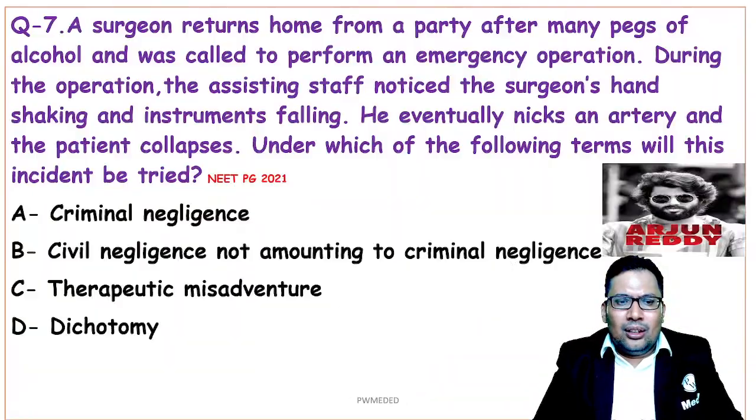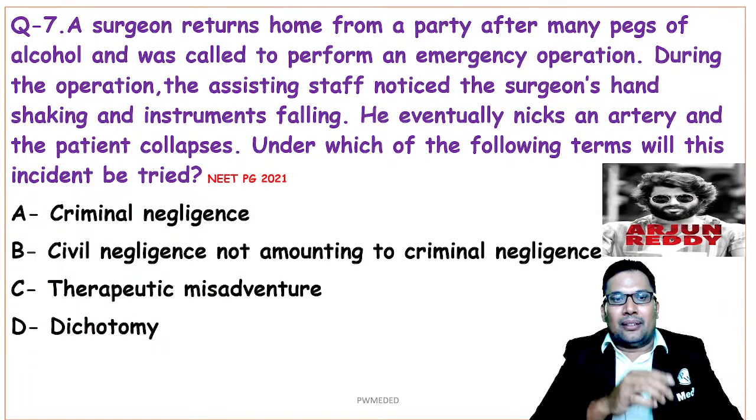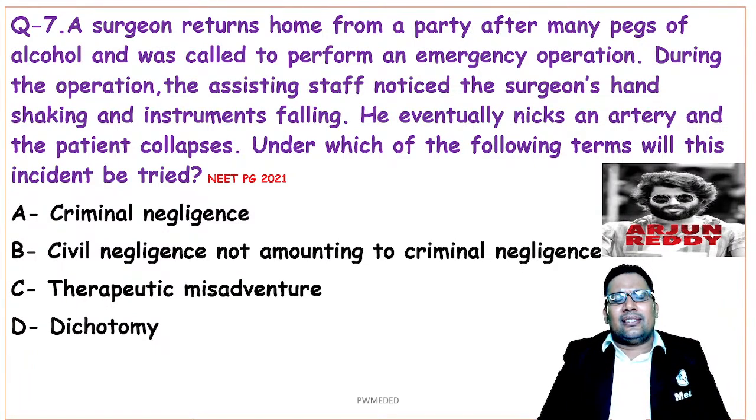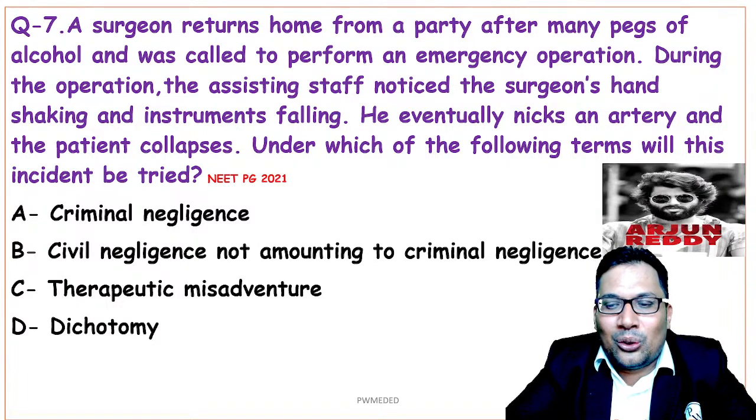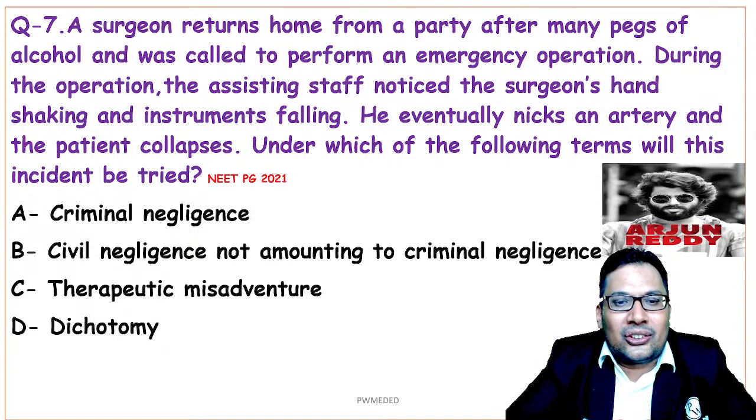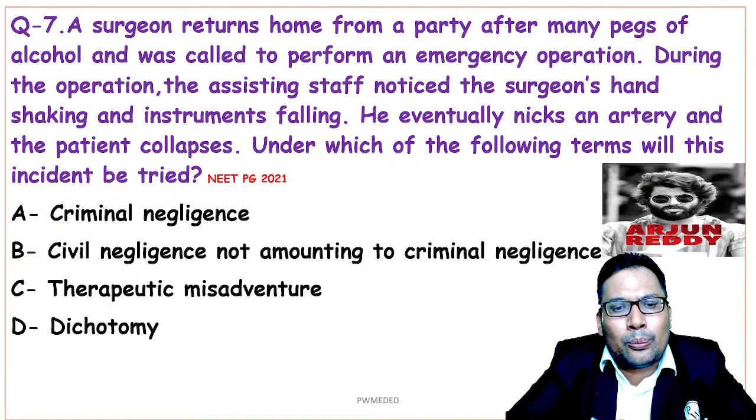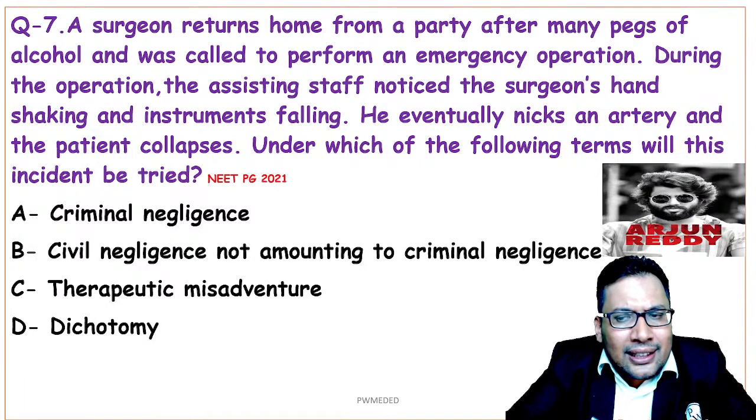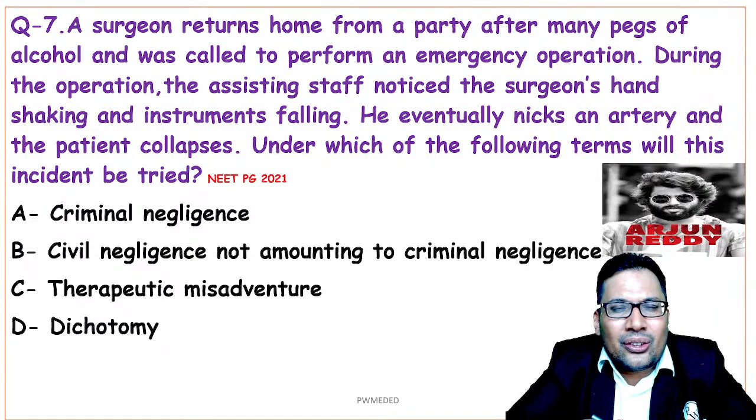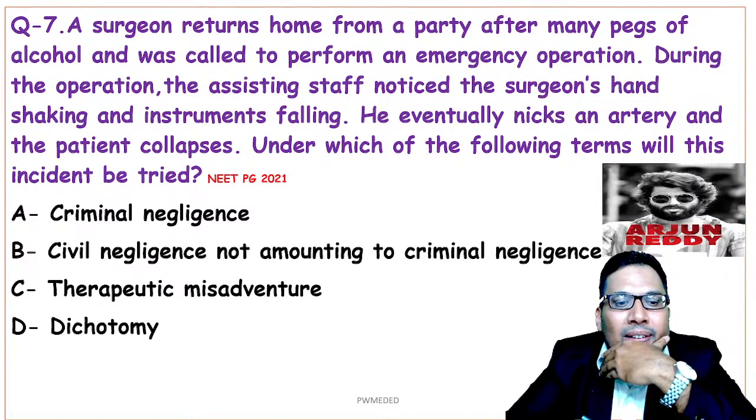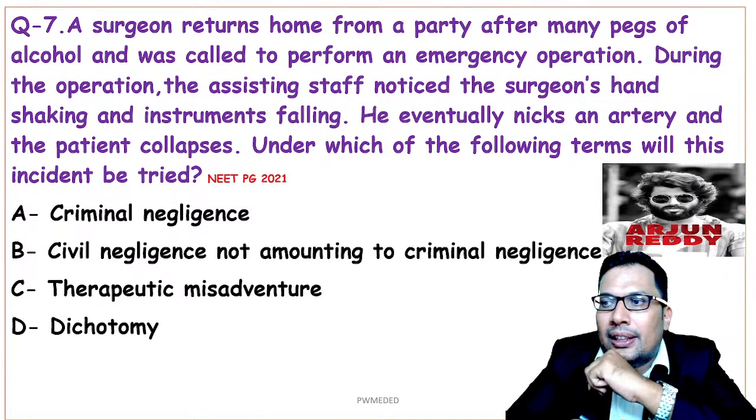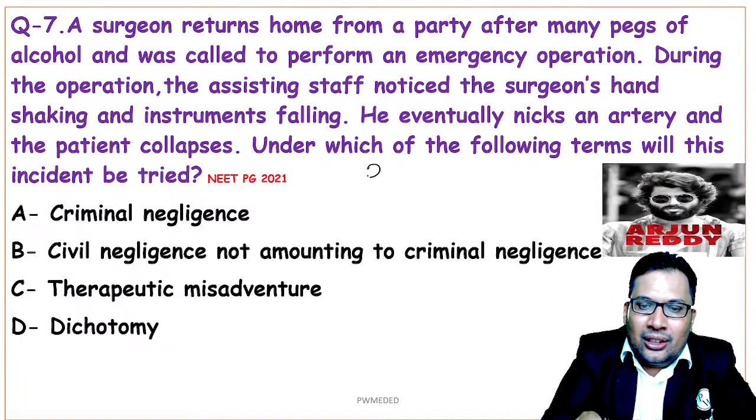Good. Next, question number 7. A surgeon. This is a very easy question, all of you. It looks like a story of Arjun Reddy or some movie. So what is actually happening here? Assisting staff notice the surgeon's hand shaking and instruments falling. Eventually he nicks an artery and the patient collapses. So what is it, all of you? What is it known as? Anyone? Can you guess? Already we discussed. This is 304A IPC.